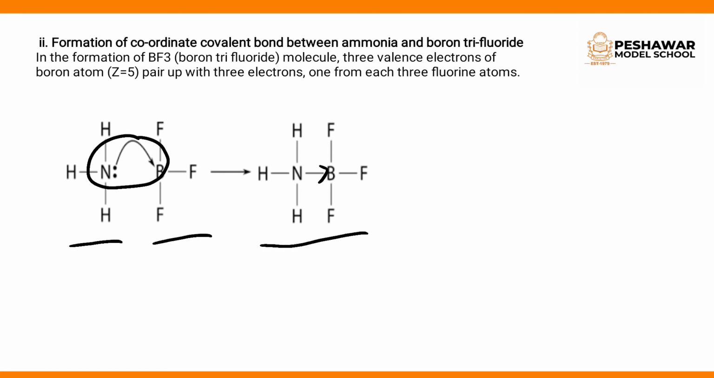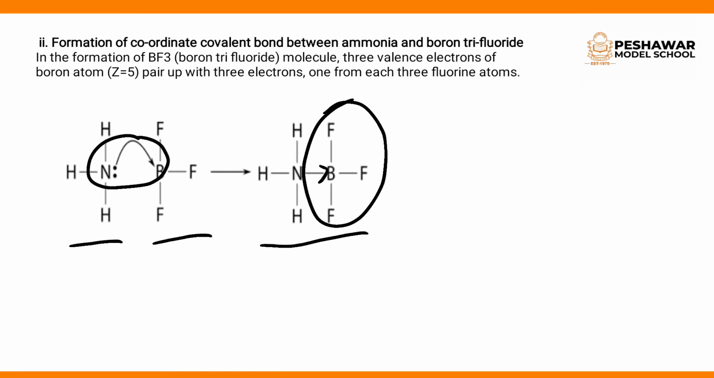In that case, which one is the donor atom? A donor atom is that atom which is donating the electrons. So in that case, ammonia is the donor atom because it is donating the electrons to boron trifluoride. And which one is the acceptor atom? In that case, the boron trifluoride is the acceptor atom. Boron actually is the acceptor atom because it is accepting the electrons.